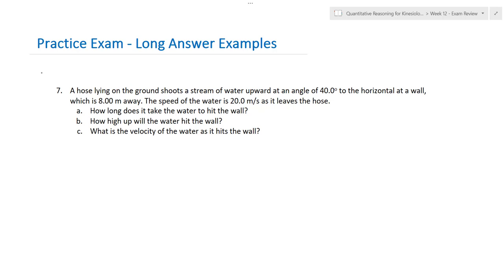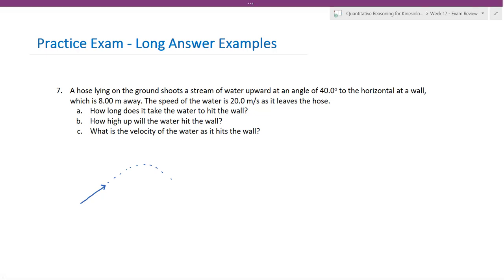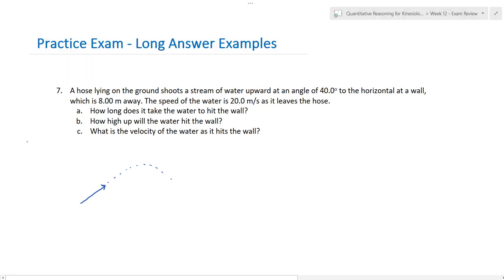So we need to think of what kind of question this is. The stream of water is on an angle, and it's going sort of like this. It's going to go up, but because of gravity, it's going to come back down. So this is a projectile motion question. So we're going to go through all the steps for a projectile motion question again. So the first step, step 1, was to draw a picture. And that's what we're going to do right now.